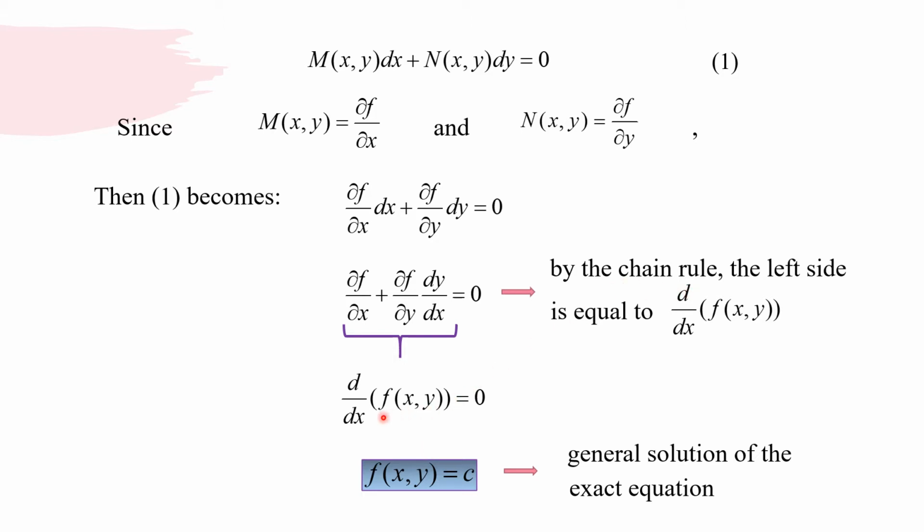Now, to eliminate the derivative on the left side of this equation, we need to integrate the left side with respect to x, and we also integrate the right side with respect to x. So the integration of the left side with respect to x gives the function f(x,y), and the integration of 0 with respect to x gives the constant c. So in other words, when we solve this exact equation, the final solution will be expressed in the form of f(x,y) = c. This is the general solution of the exact equation.